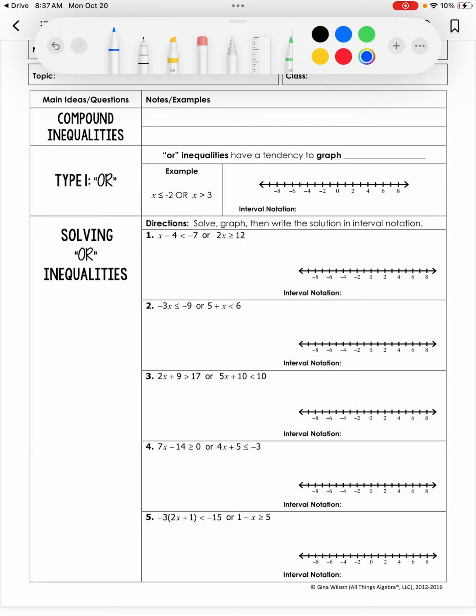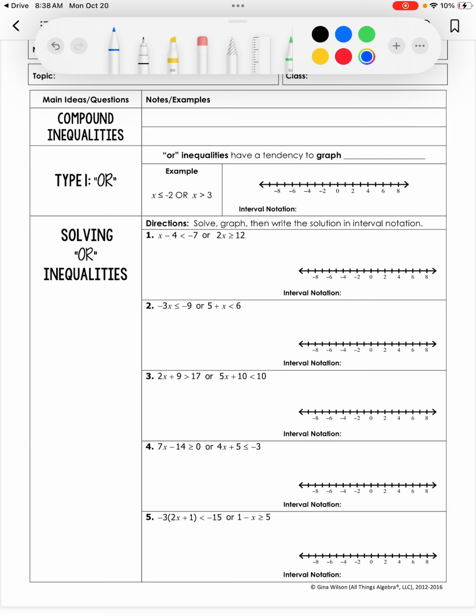In this lesson, we're going to learn about compound inequalities. So if you remember, last week we were working on just solving multi-step inequalities, and we're basically just trying to find the value of x using all the same different processes that we would with solving regular inequalities. But today, now we're going to solve compound inequalities.